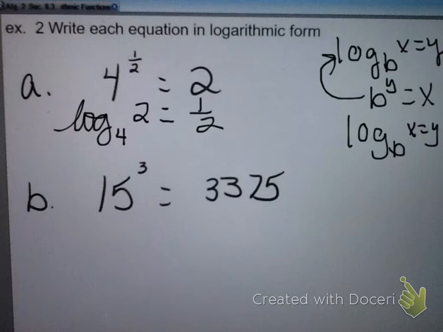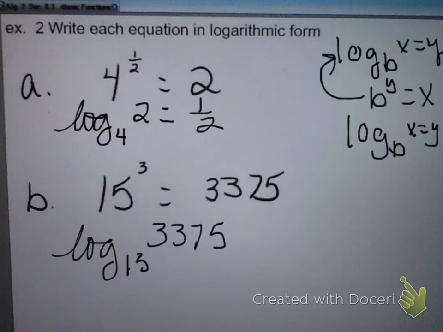Example B, 15 to the 3rd power is 3,375. So that's log, my base is 15, so log base 15 of 3,375 is 3. So look, these get reversed. That helps.